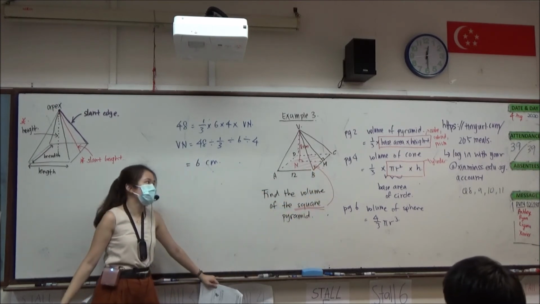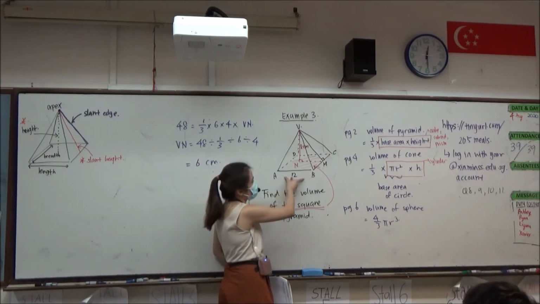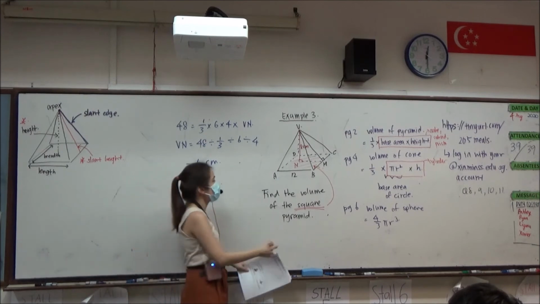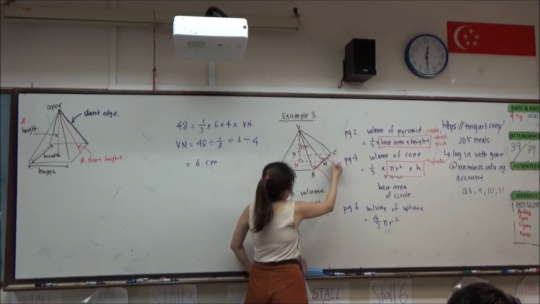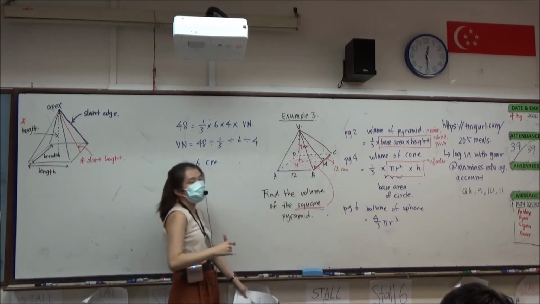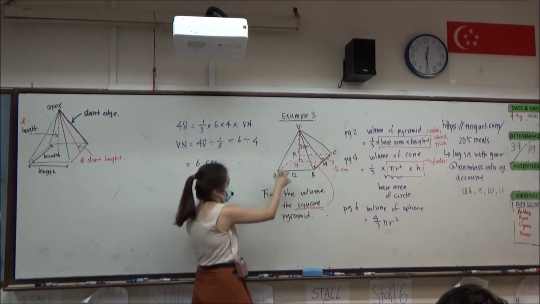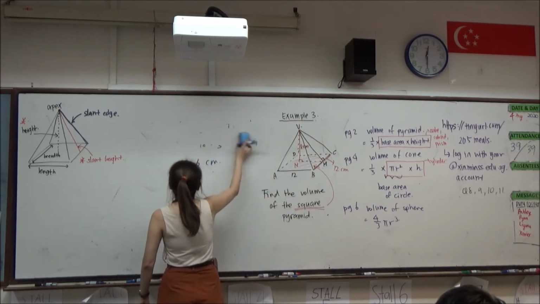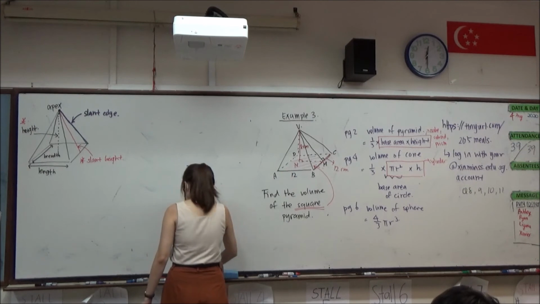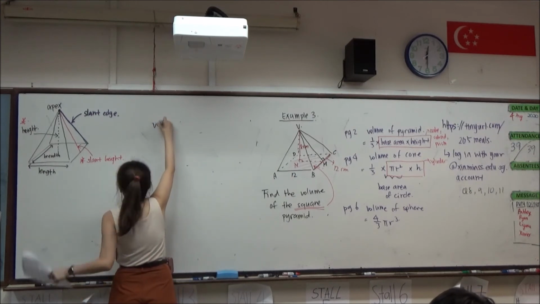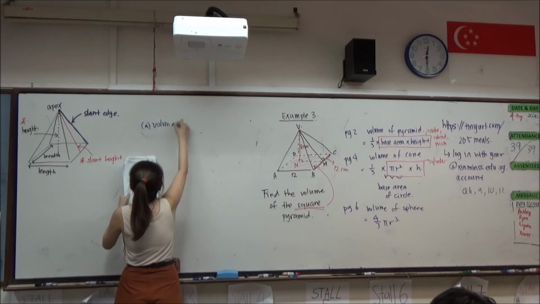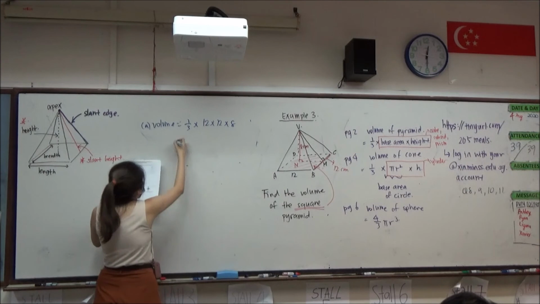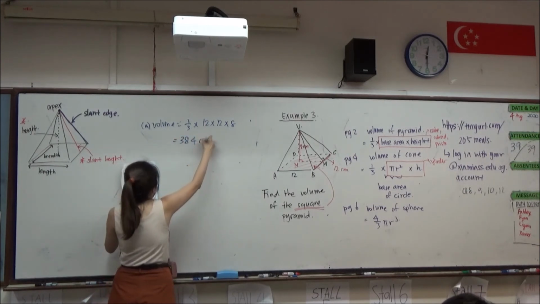So what this means for us is that if I know AB is 12 cm, then the length of BC, what would it be? 12 also. So that is the information that you need in order to find the volume, because volume is 1/3 base area times the height. So my calculations will be 1/3 times 12 times 12 times 8, and I have 384 cm3.